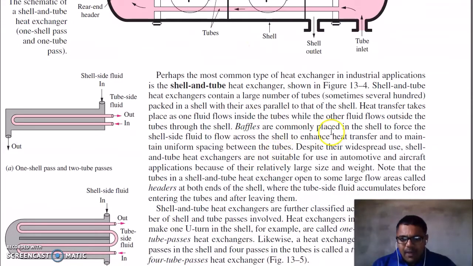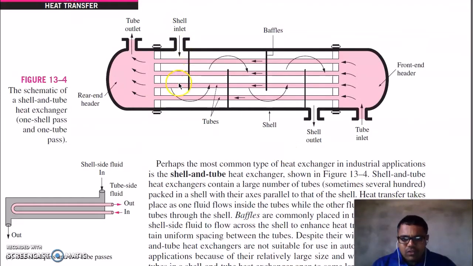Baffles are commonly placed in the shell to force the shell side fluid to flow across the shell to enhance heat transfer and to maintain uniform spacing between tubes. So now the fluid will be forced to flow in the cross direction with the help of these baffles.